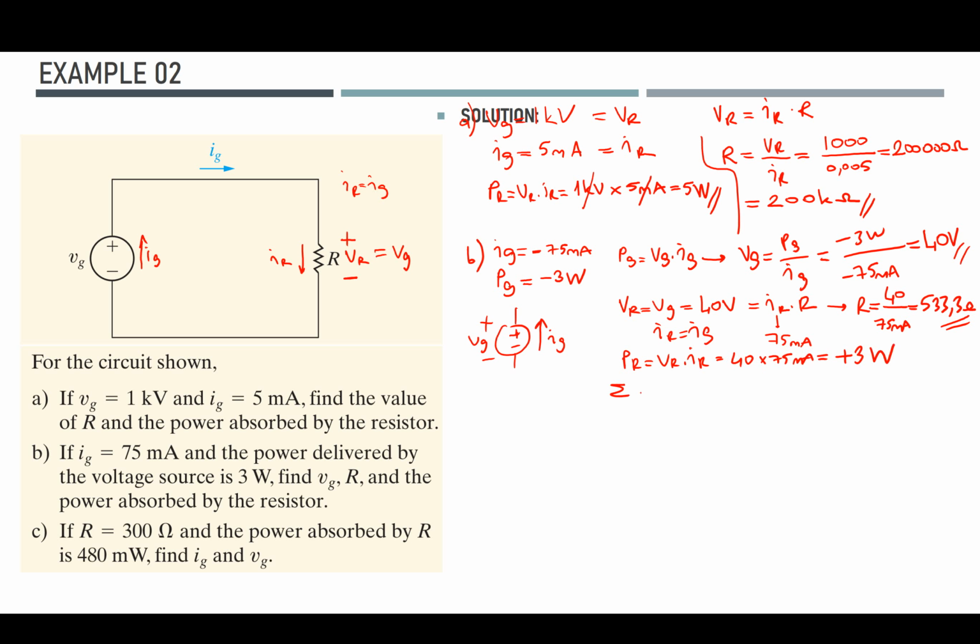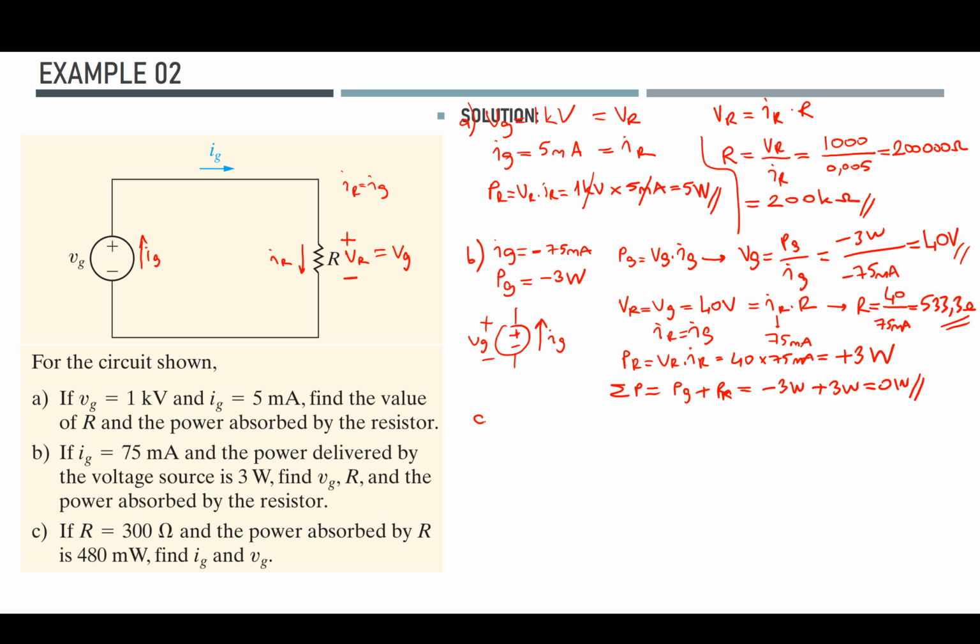So I can simply make sure that the total power dissipated in the circuit is Pg plus PR, which is minus 3 watts plus 3 watts, and this equals 0 watts. So this is kind of a sanity check. One part of the circuit is providing minus 3 watts, and the other part is consuming that as 3 watts. So in total we have 0 watts.